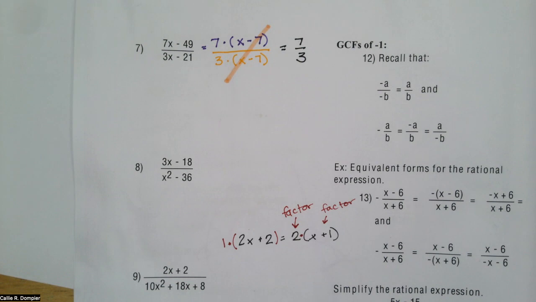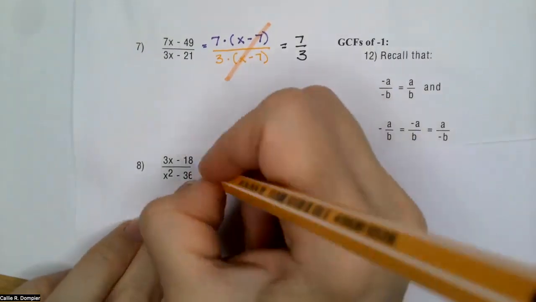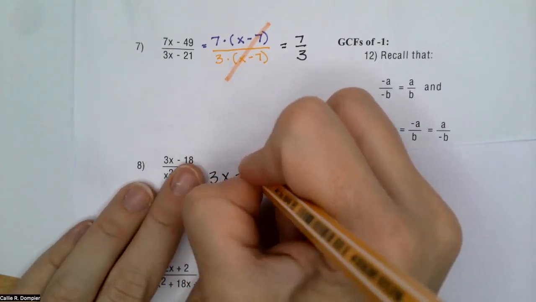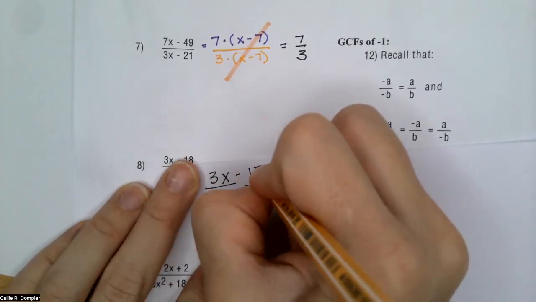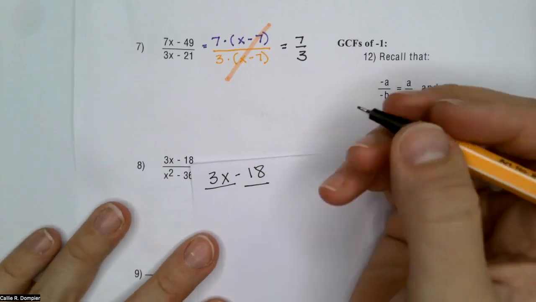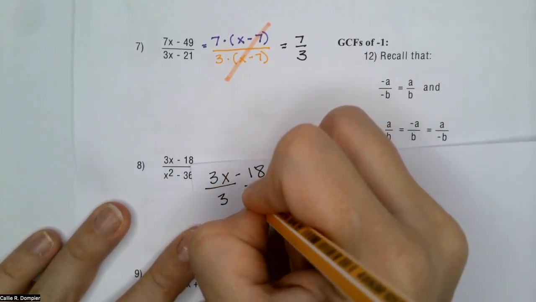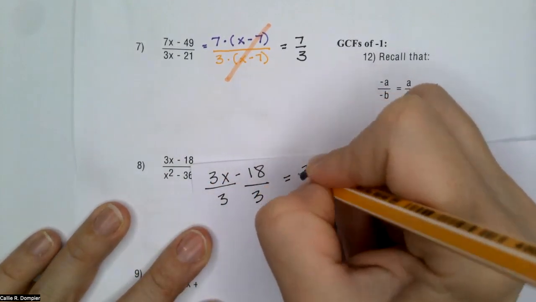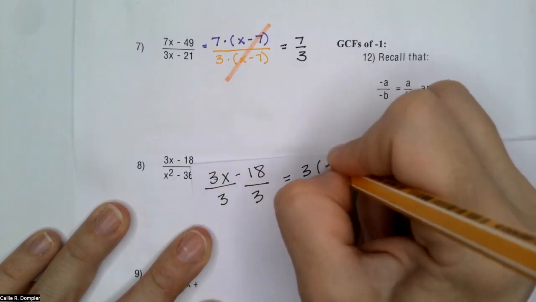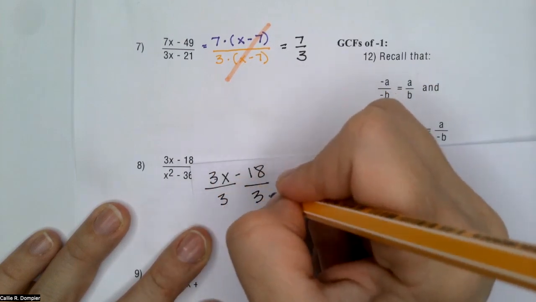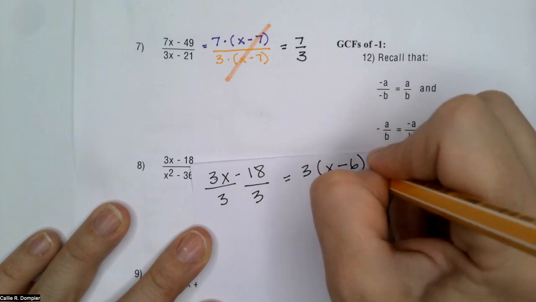All right. 3x minus 18 divided by x squared minus 36. 3x minus 18. What is a factor common to 3x and 18? It's going to be the number 3, right? If I pull 3 out of 3x, I get x. If I take negative 18 and divide it by 3, I get negative 6.